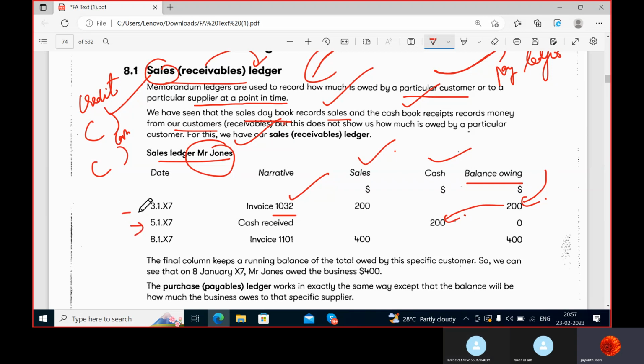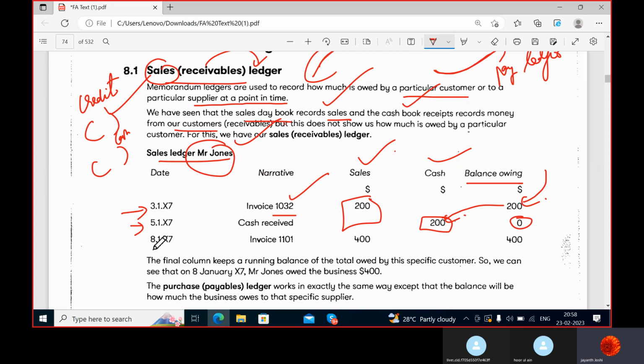On the 3rd, we sold goods to him worth $200, and the status is that Mr. Jones is supposed to pay us $200, which he hasn't paid. But on the 5th, he has made the payment of $200, correct? So we received the money. Now how much is he supposed to pay us? 0. Why? Because on the 3rd we had a receivable from Mr. Jones of $200. Now on the 5th, he has made the payment, so we are not supposed to receive anything from Mr. Jones.